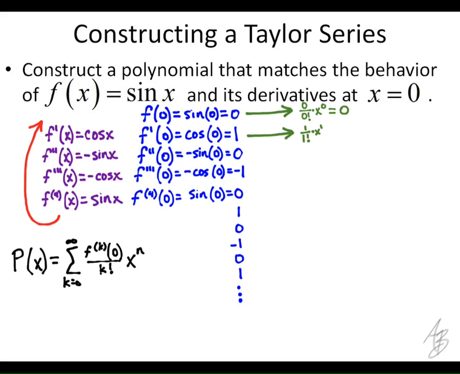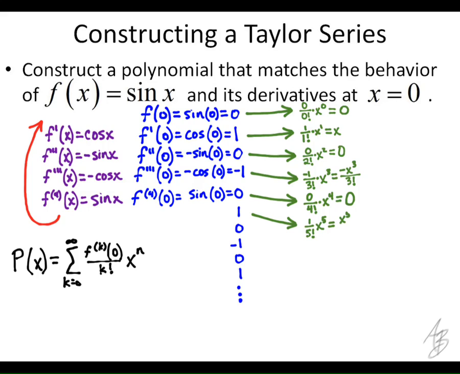The second term is going to be 1 over 1 factorial times x to the first, so that's just going to be x. The next term we write out, and it ends up being 0 since it's 0 times something. The next term is going to be negative 1 over 3 factorial times x cubed, which would be negative x cubed over 3 factorial. And all of these 0 terms are going to drop out, and we can continue this process over and over again.